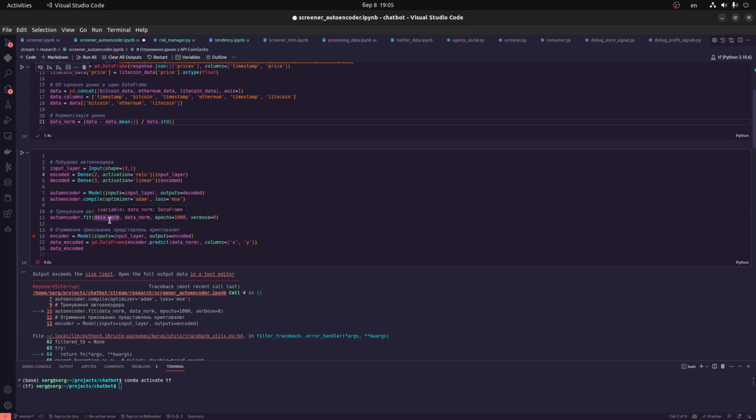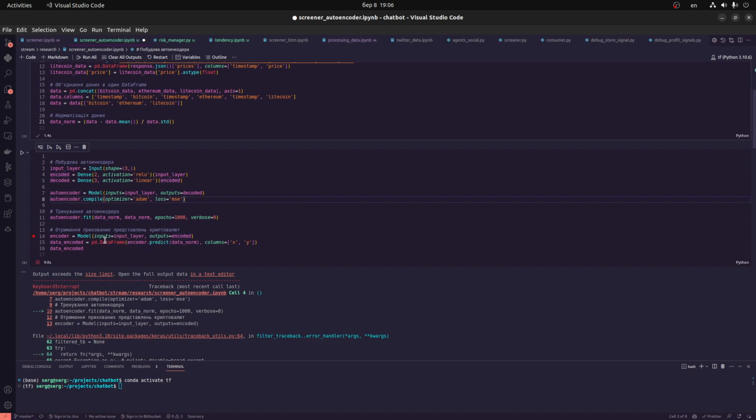Okay, and then we fit. You see, fitting an autoencoder is different, like you're going to predict some price. We input the same information and it outputs the same information, and we try to reproduce this one. And then you see we're using the encoder to predict features. It will be some encoded data.